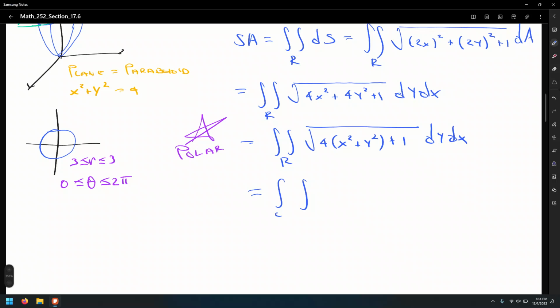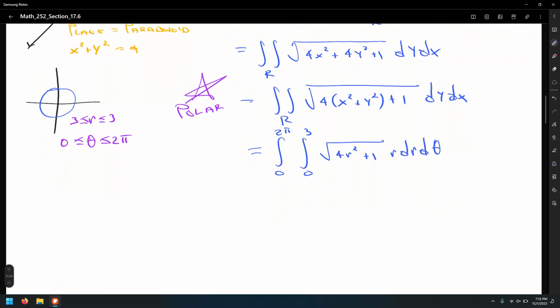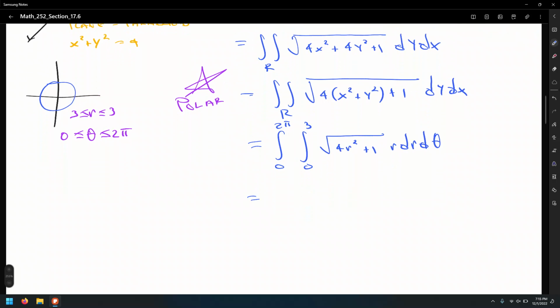So the double integral from 0 to 2 pi, 0 to 3, of the square root of 4x squared plus y squared, which is r squared plus 1, and dy dx becomes r dr d theta. Converting this into polar coordinates, you see how this time we have that power of r, which is one degree less than what we have inside of the radical, which would work very well for a u du substitution. So after evaluating this integral, you should get 1/6 times 37 to the 3/2 minus 1, times pi.